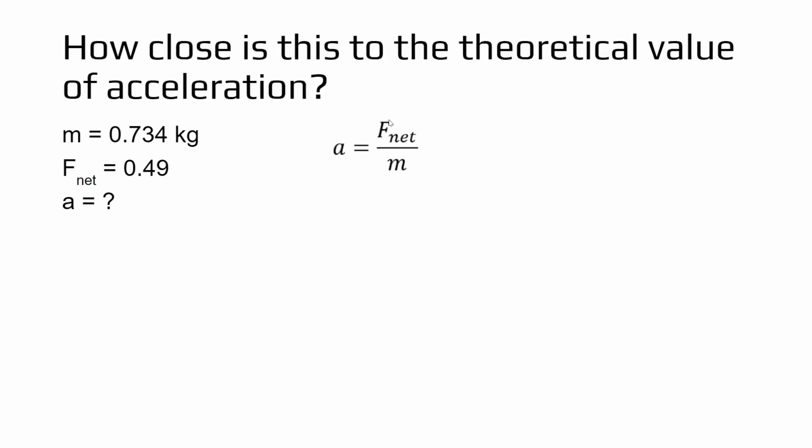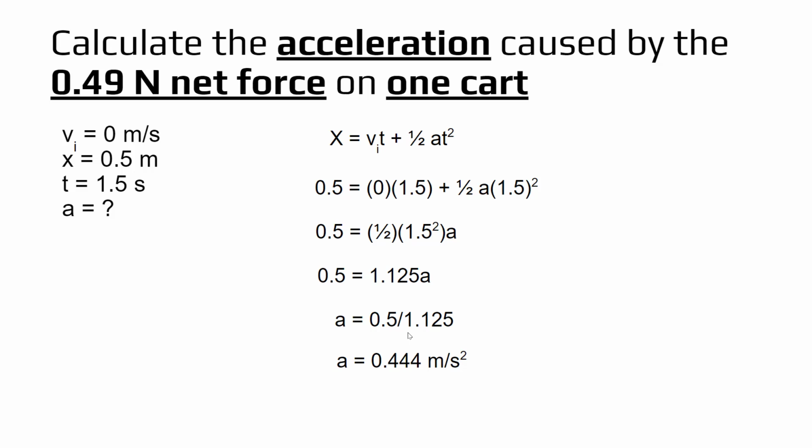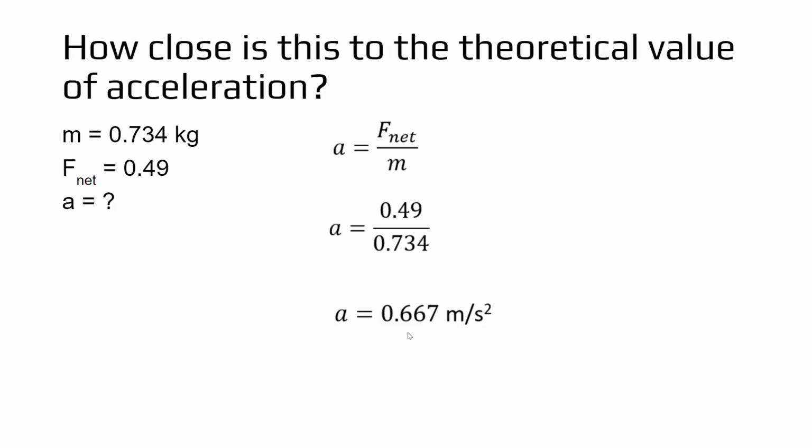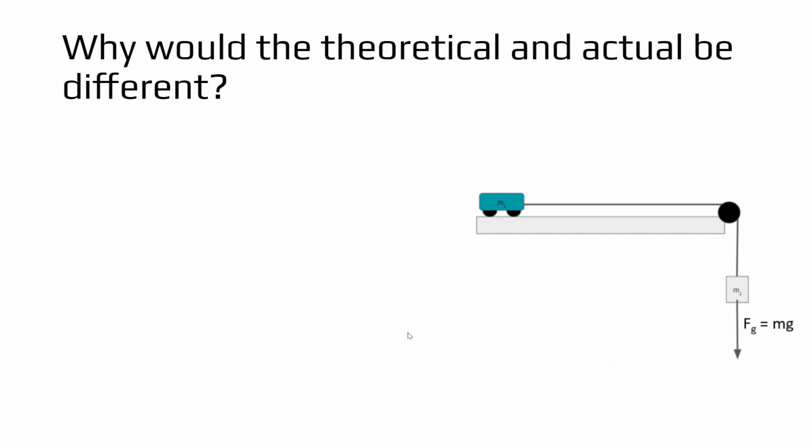We just take the F net equals ma equation, rearrange it for a, plug in some values, the net force that the object was being pulled by, and the mass that it had, and we calculate 0.667 meters per second squared. So that's actually significantly different than 0.444 meters per second squared. And so what may cause it to be different?